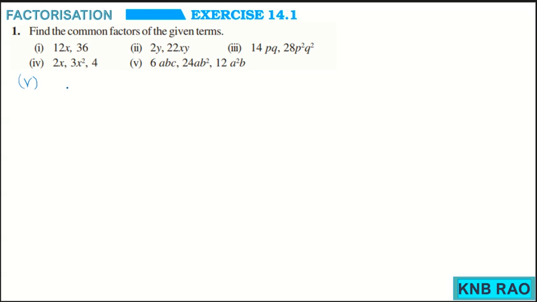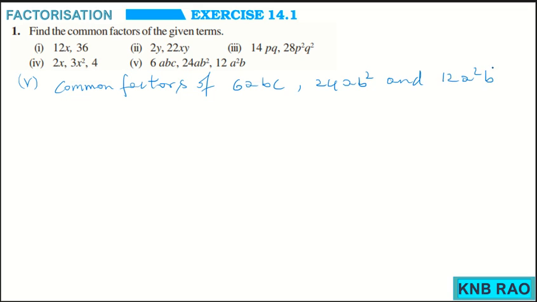In the fifth one, when you are finding common factors of 6abc, 24ab square and 12a square b, you know 6abc can be written as 2 into 3 into a into b into c.